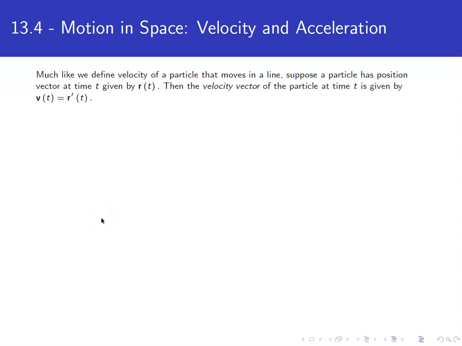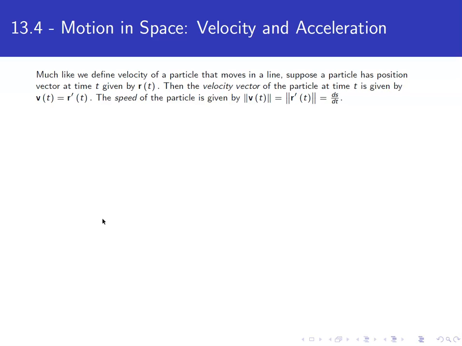So the way we did that, of course, back in Calc 1 was to take the derivative, and said that if we take the derivative of a position function, we get the velocity of that particular object. So the exact same thing here is going to be true. We're going to take the derivative of the vector valued function that's giving the position of the particle at time t, and we'll call that the velocity vector of that particular particle.